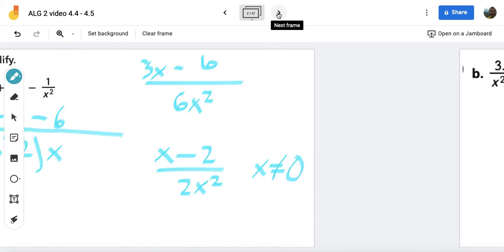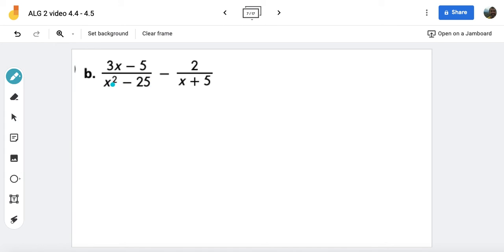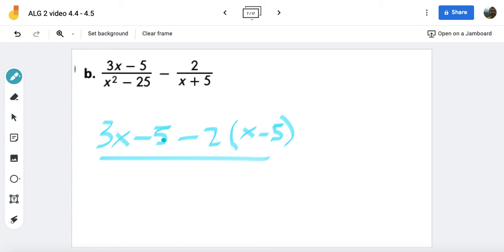All right, and why not? This video hasn't been that long. This factors into x minus 5 times x plus 5. That's x plus 5 right there. So I'm not missing anything in the first part. 3x minus 5, minus 2 times, this one's missing the x minus 5, so 2 times x minus 5. All of that is divided by x plus 5, x minus 5.